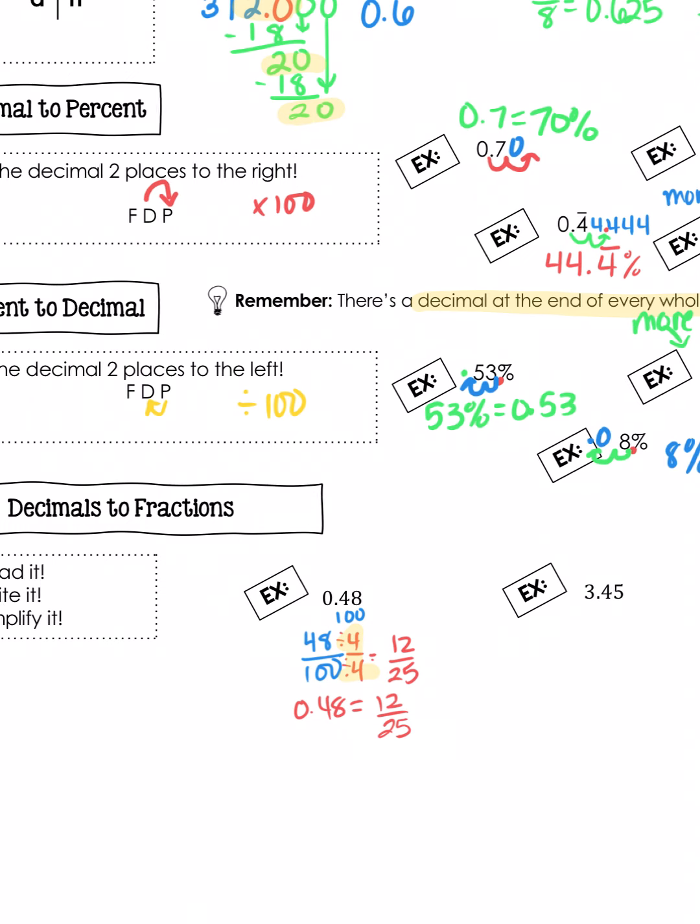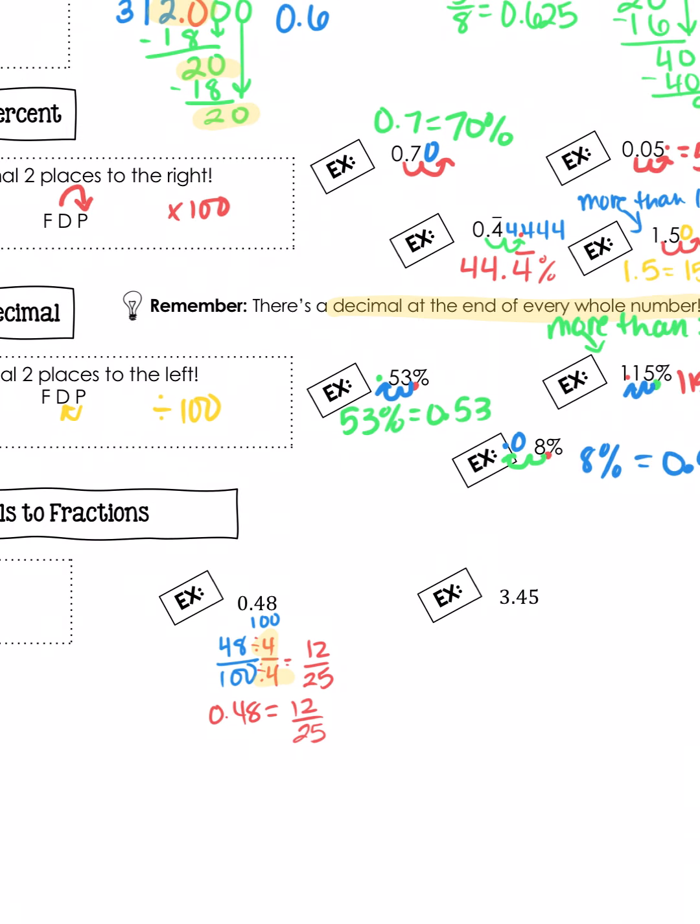This next one, how do you read that? I'm going to read that as 3 45/100. Now I'm going to simplify that, and I could do that by dividing by 5/5. And I'm going to get 3 9/20. So 3 45/100 is equivalent to 3 9/20.